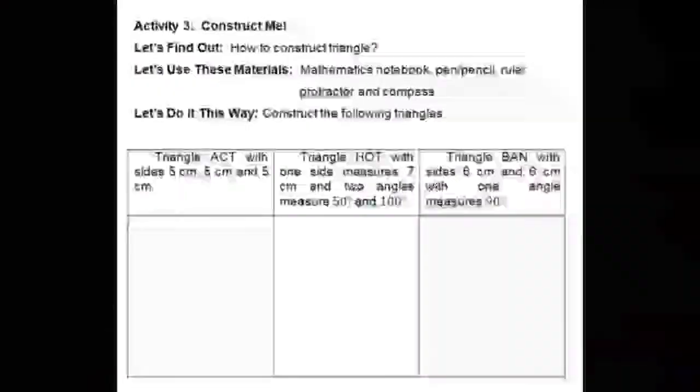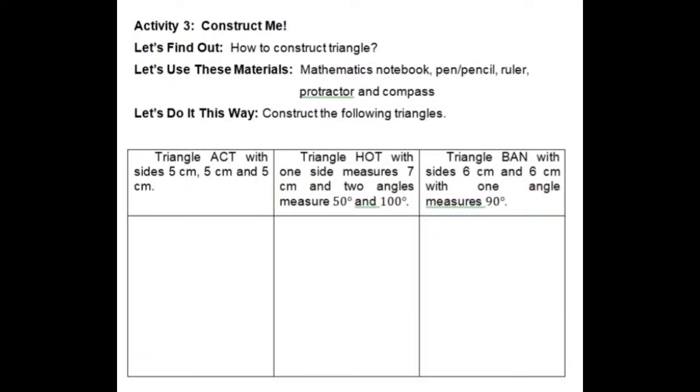Now, it's your turn to construct a triangle. Number 1. Construct triangle ACT with each side measuring 5 centimeters. Number 2. Construct triangle HOT with one side measuring 7 centimeters and two angles measuring 50 degrees and 100 degrees. Number 3. Construct triangle BAN with two sides measuring 6 centimeters and one angle measuring 90 degrees.